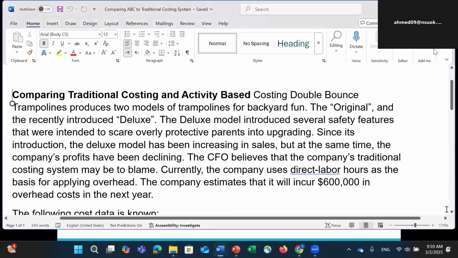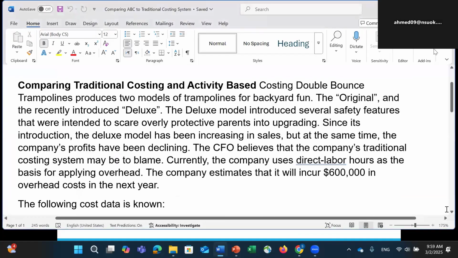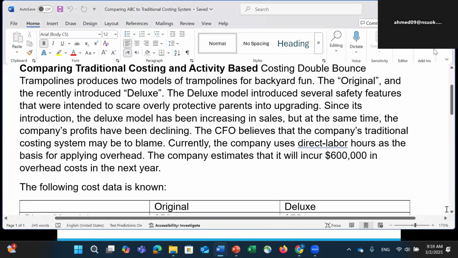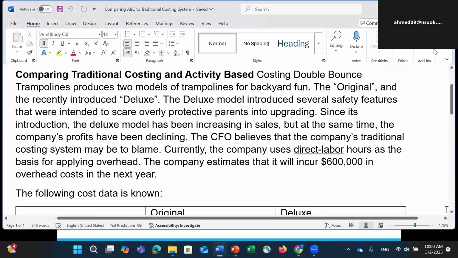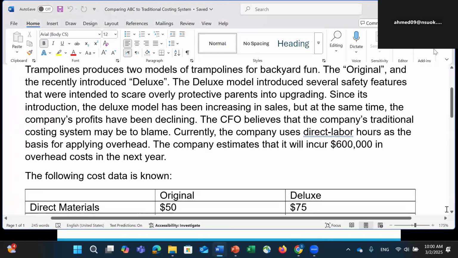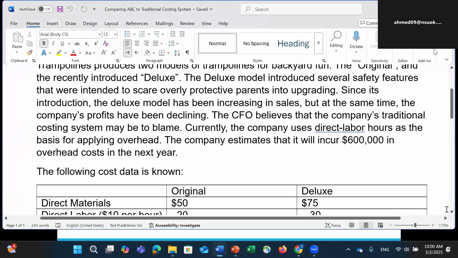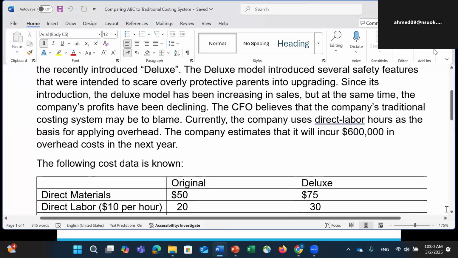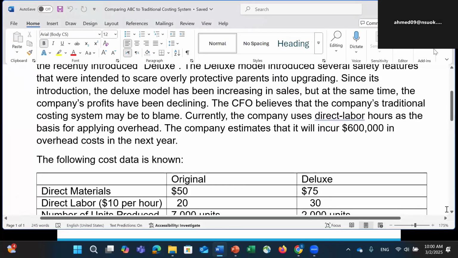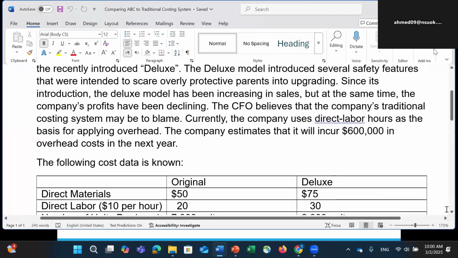So this problem: Trampoline produces two models of trampoline for backyard fun, the original and the recently introduced deluxe. The deluxe model introduced several safety features that were intended to scare overly protective parents to upgrade. Since its introduction, the deluxe model has been increasing in sales. But at the same time, the company's profits have been declining.